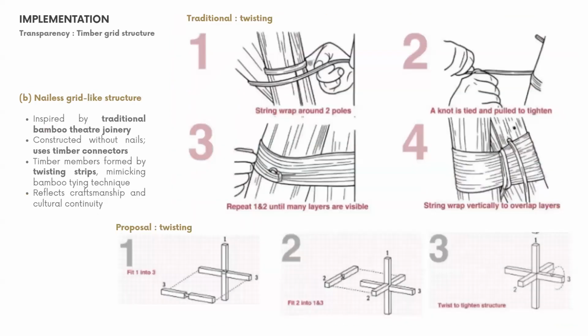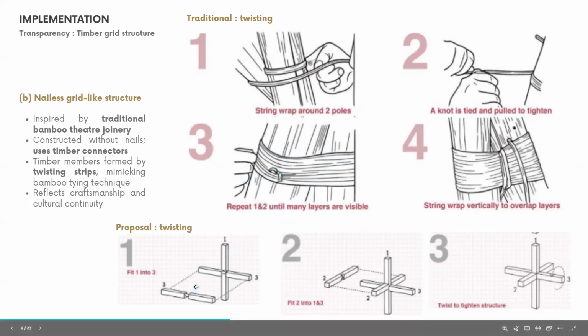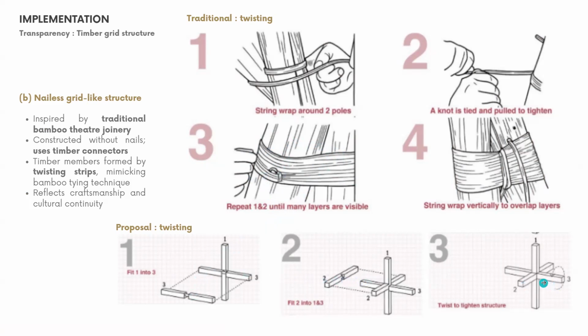The next feature is the nailless grid-like structure. By studying traditional bamboo theater joinery, they use nailless construction technology and an action of twisting to tie the bamboo posts together. By mimicking that twisting action, you can see this Dory system also uses a twisting action. It is applied inside the proposal to mimic the bamboo tying technique.